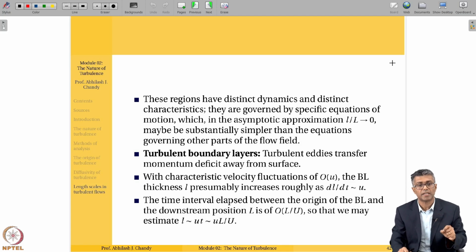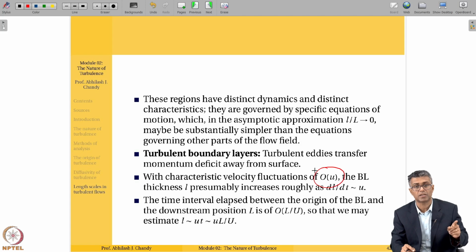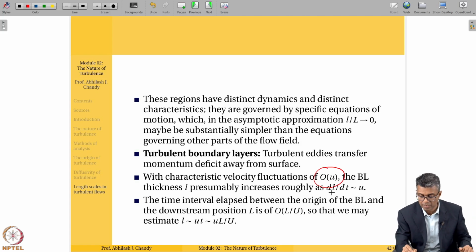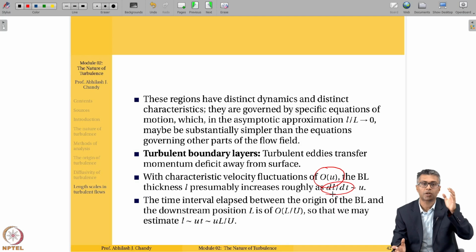The turbulent eddies transfer momentum deficit away from the surface, we know that. And with the characteristic velocity fluctuations of the order of small u, the boundary layer thickness increases at a rate, for example, dl/dt, which has to be equal to u, because small u is the velocity scale here.